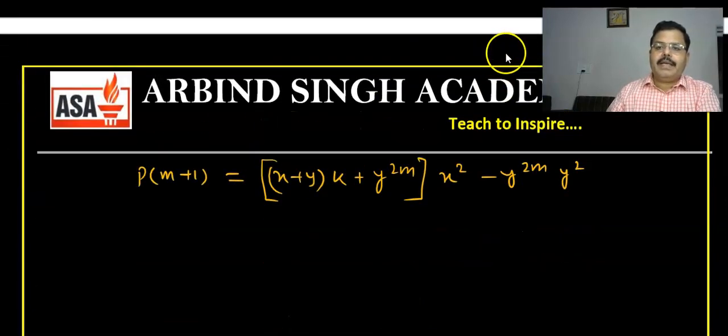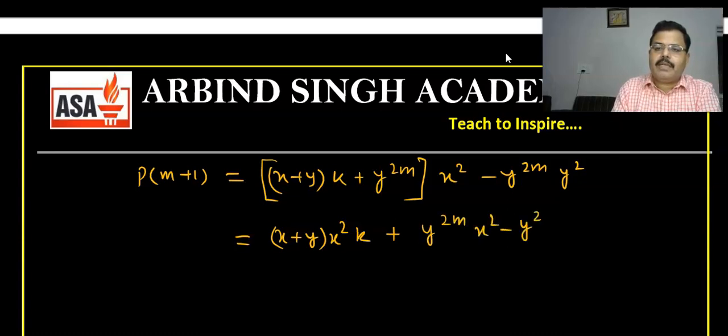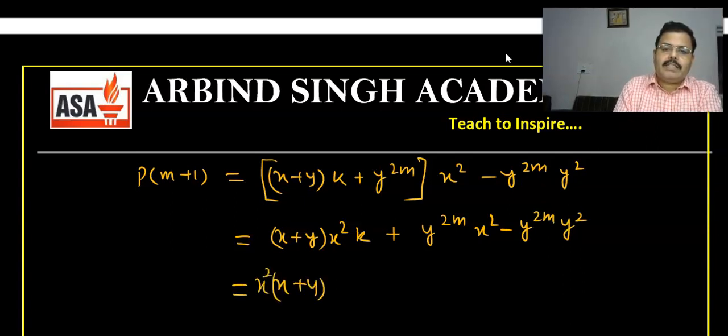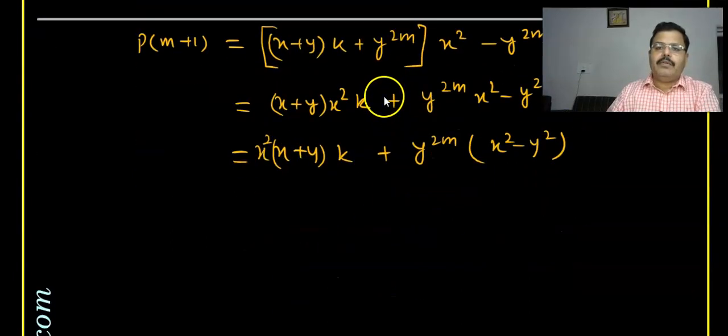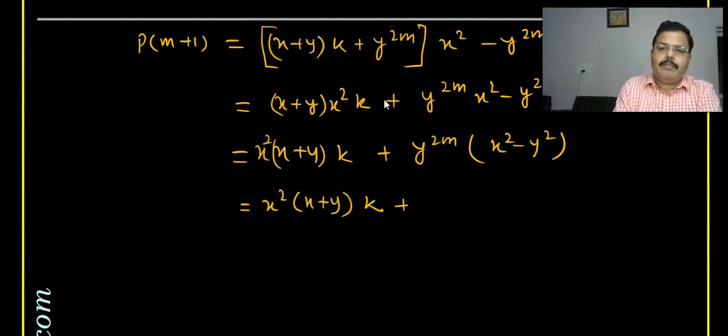Now I can write it like x square multiply with this, so x plus y into x square into k plus y to the power 2m into x square minus y to the power 2m into y square. So I can write x plus y into x square into k plus y to the power 2m, if I will take common, x square minus y square will be left. And now this can be written as x square into x plus y into k plus y to the power 2m, and that can be written as x minus y into x plus y.